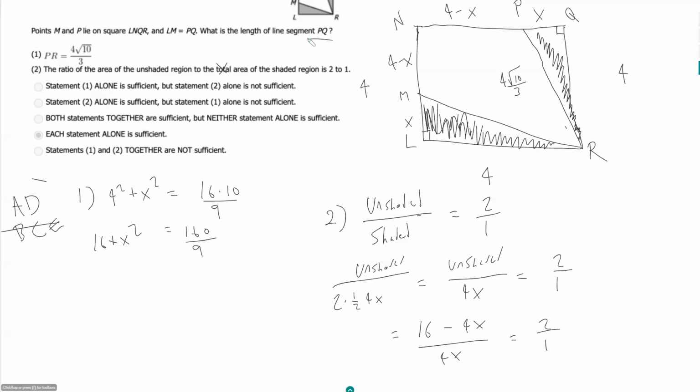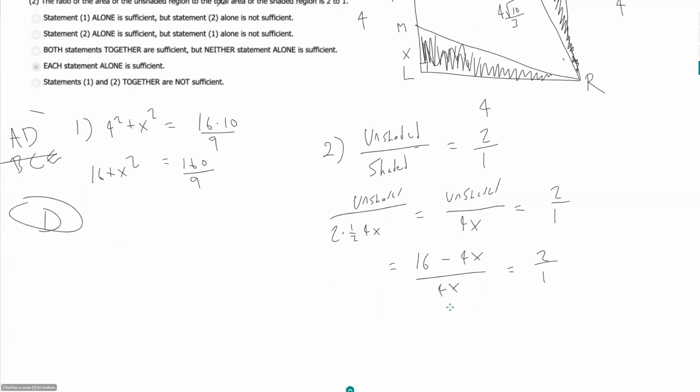Remember, they're asking for PQ, so they're just asking for x. And so here it looks like I'm going to be able to solve for x just by cross multiplying. So if I wanted to, I can say right now, this statement is also sufficient. Here I can actually do this. So let's try and solve this.